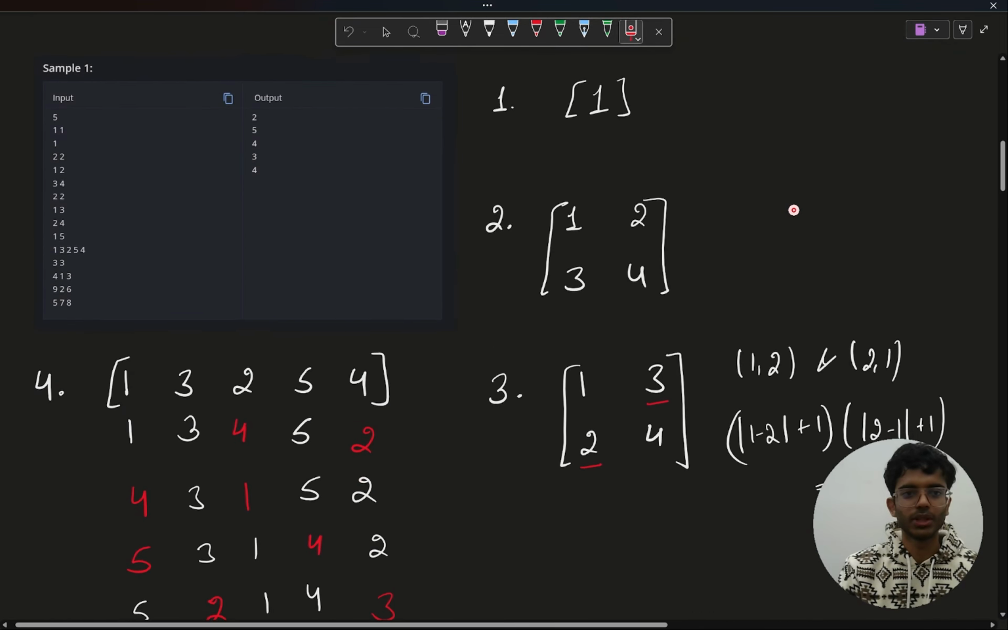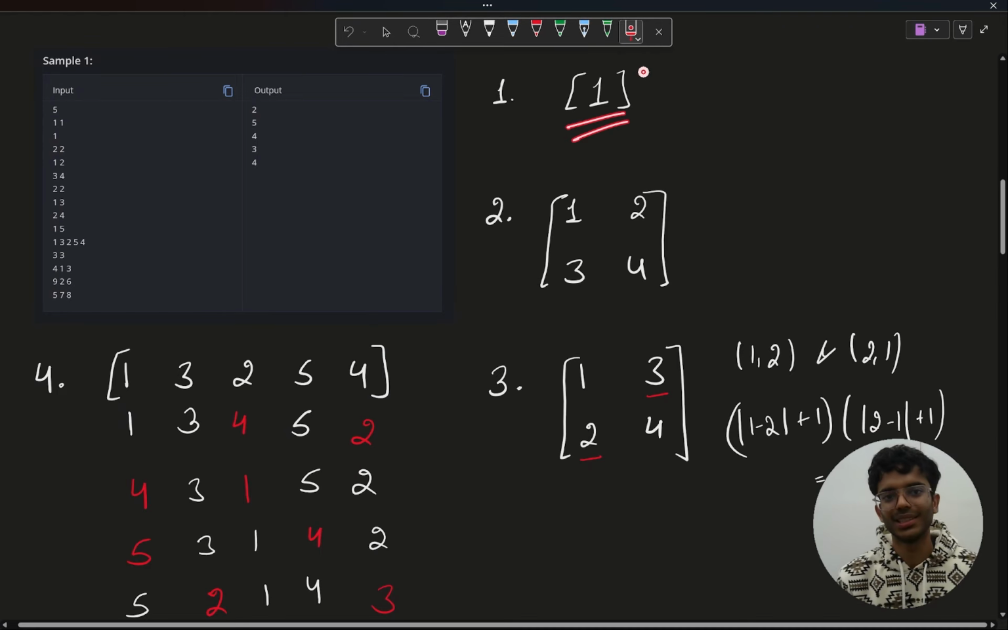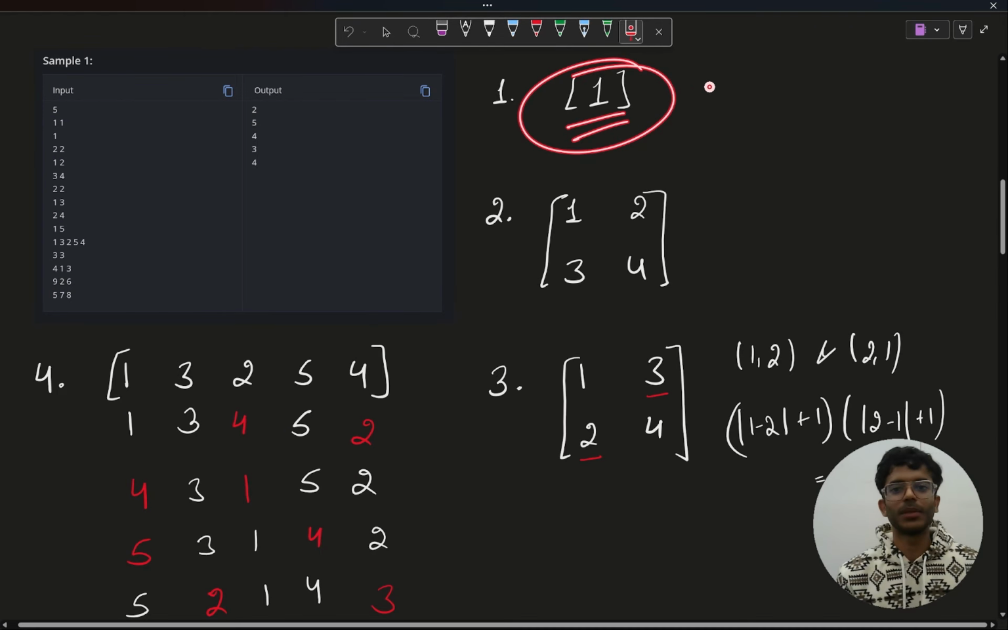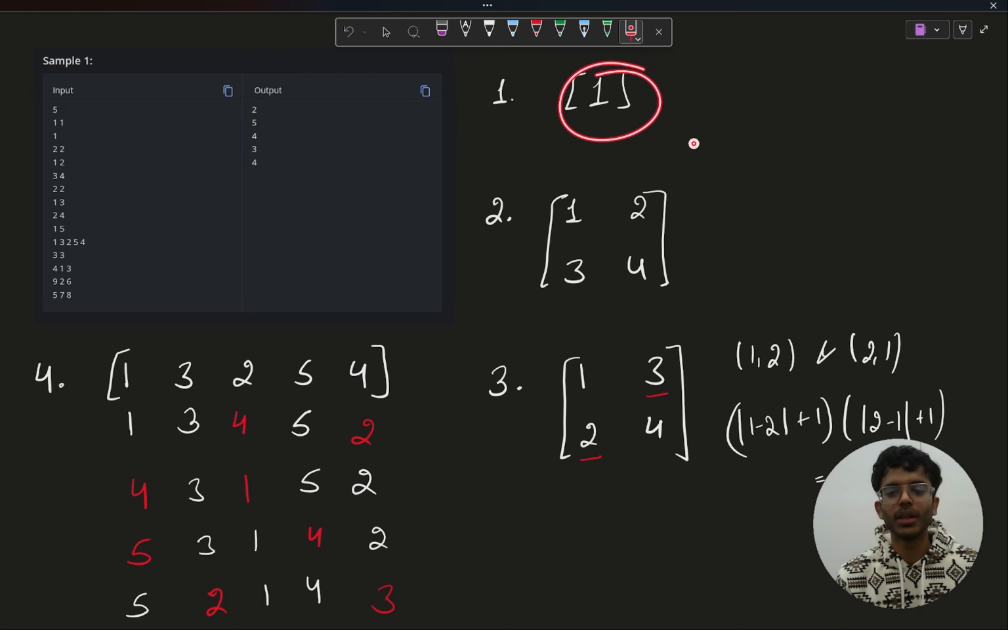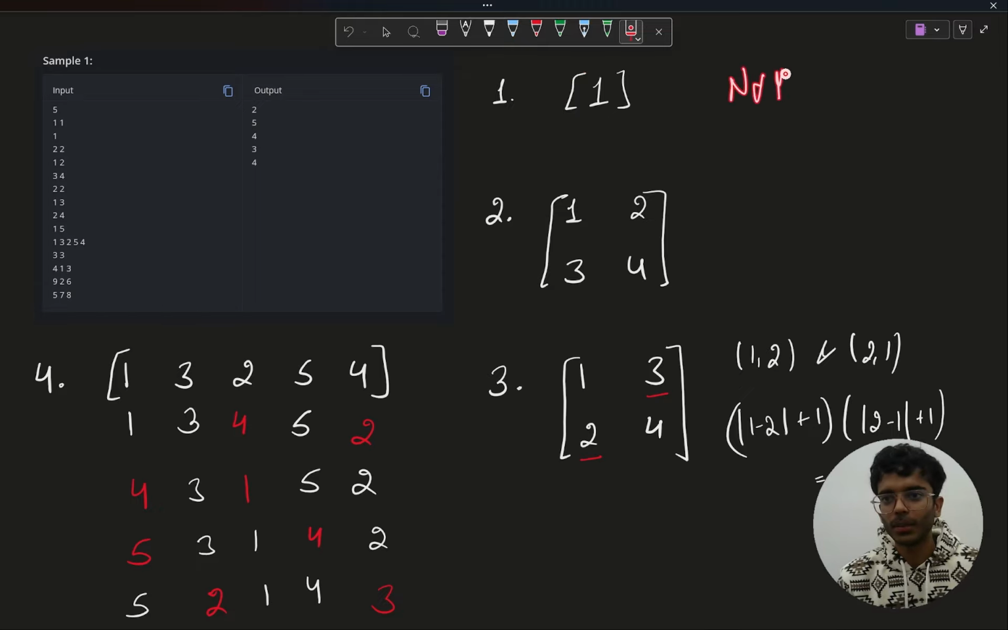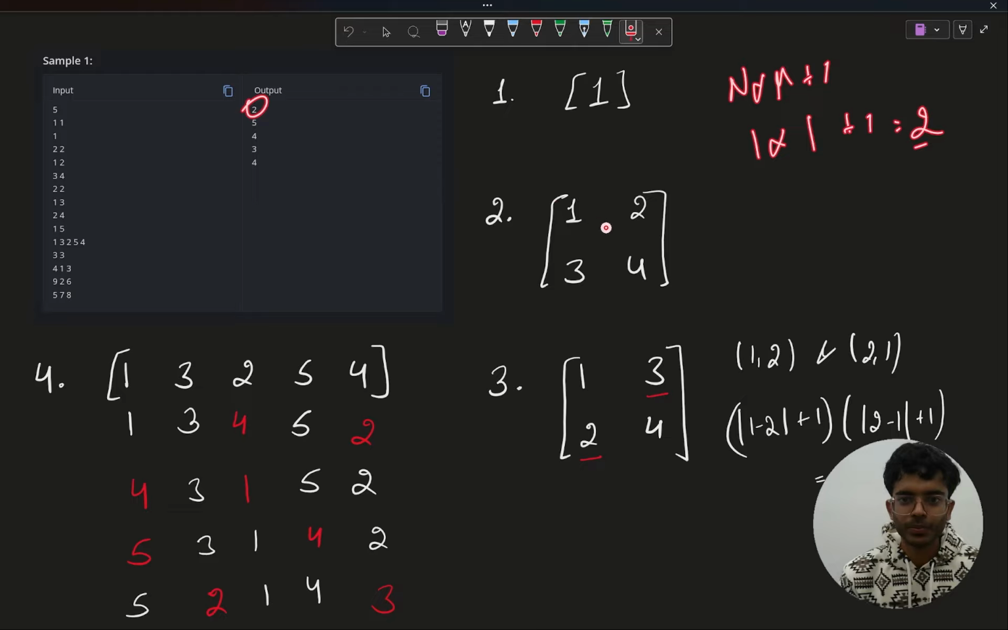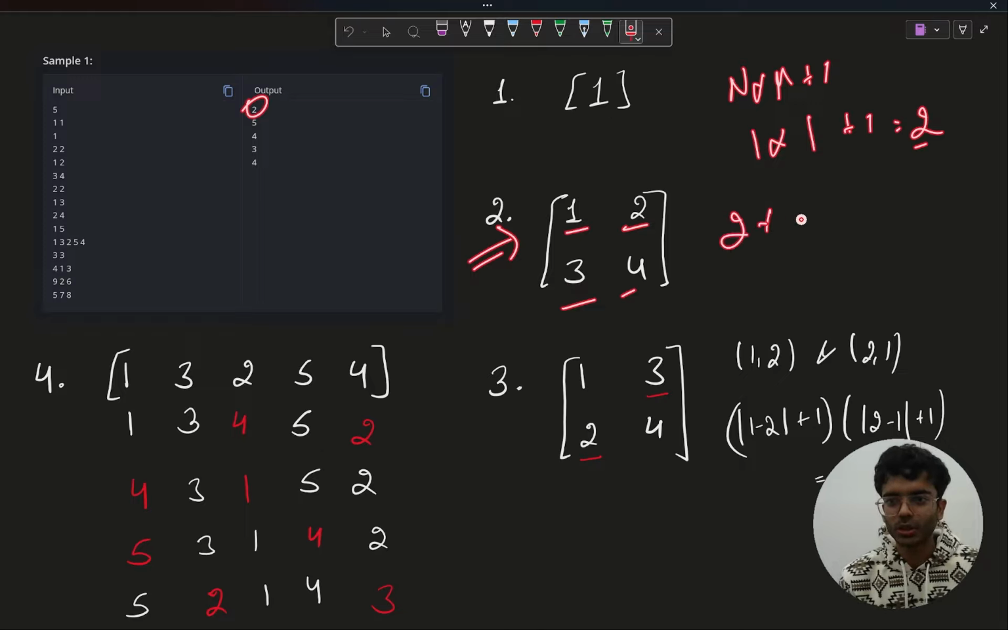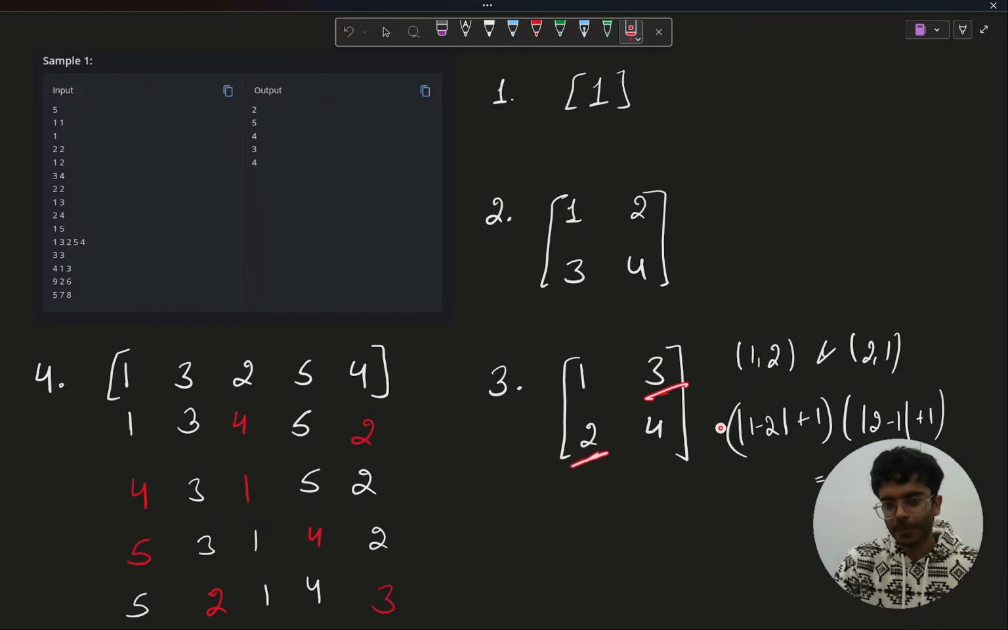Now let us see a few sample inputs. So in the first input, we're given just this one. The maximum x, like this is already sorted, right? So the maximum x that we can get is n into m plus 1, which is 1 into 1 plus 1, which is 2, which is the answer. For this also, the grid is already sorted. So the maximum answer is 2 into 2 plus 1, which is 5. Now for the third input, we can swap these two elements.